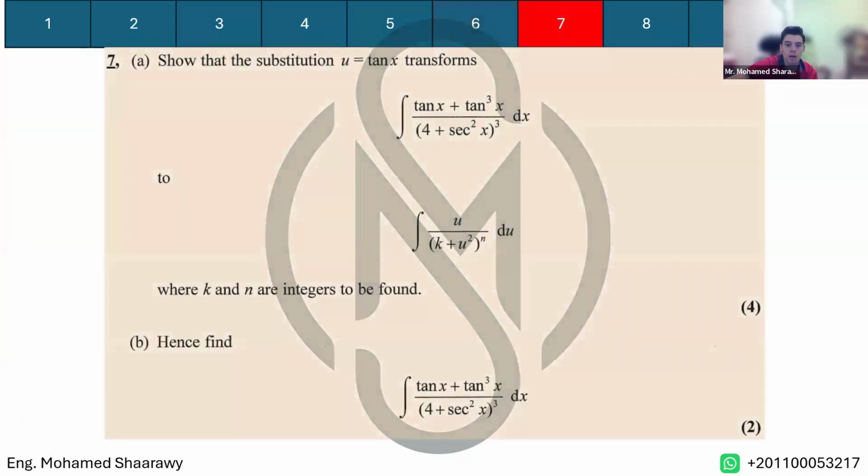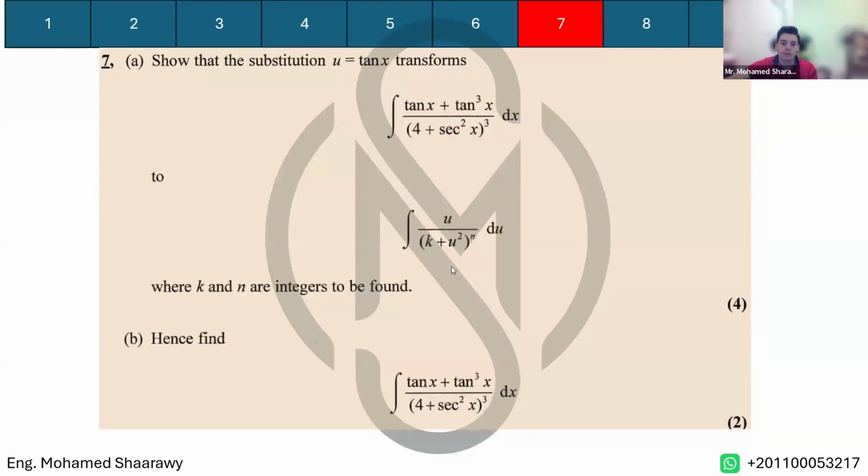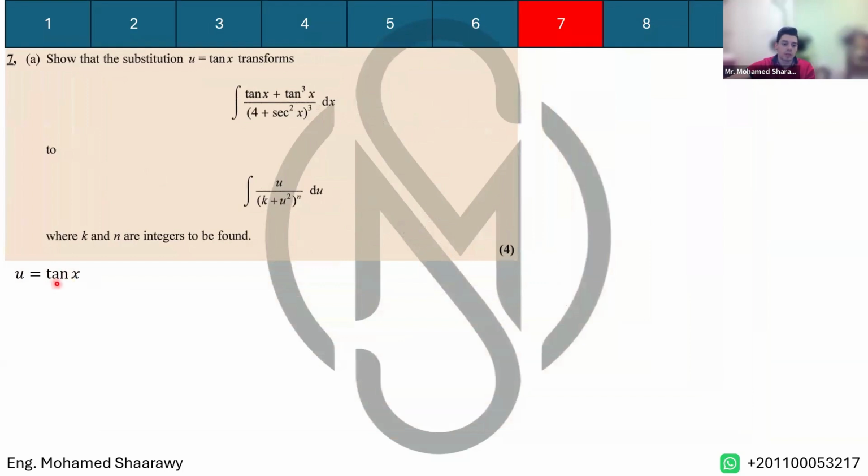Okay. All right. Now in question 7, it says, show that the substitution u equal to tan x transforms this integral into this integral. Okay, first let's use the substitution. Let's differentiate both sides because I later need to transform the dx into du. In order to transform the dx into du, I must first differentiate to get dx in terms of du.